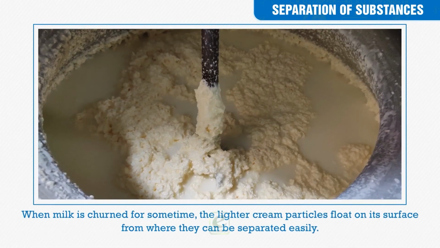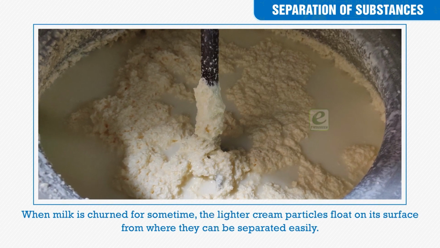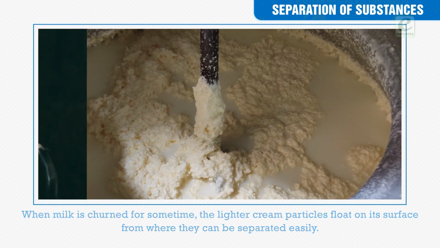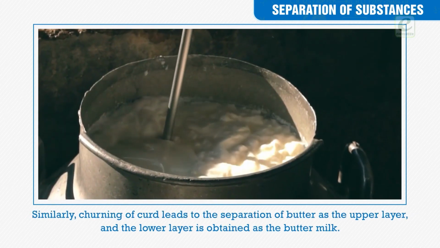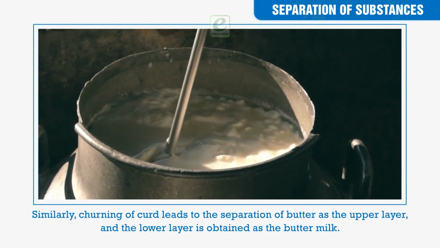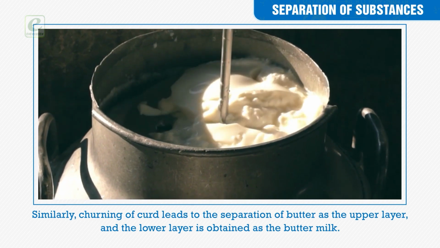Churning. When milk is churned for some time, the lighter cream particles float on its surface, from where they can be separated easily. Similarly, churning of curd leads to the separation of butter as the upper layer, and the lower layer is obtained as the buttermilk.